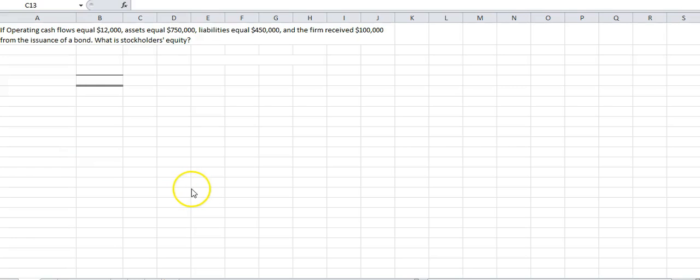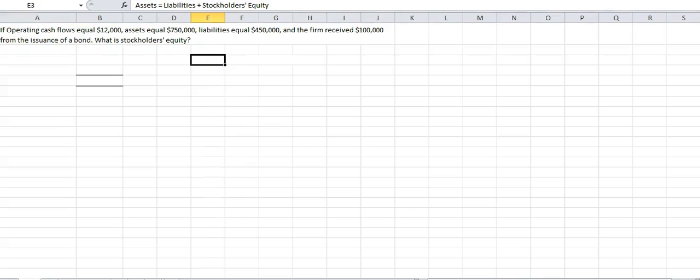First one says if operating cash flows equals 12,000, assets equal 750,000, liabilities equal 450,000, and the firm received $100,000 from the issuance of a bond, what is stockholders' equity? Well, this question is a little bit misleading, okay? Because it's giving you more information than you need. In order to calculate stockholders' equity, all you need is assets and liabilities, okay? So you could ignore operating cash flows and you could ignore the $100,000 from issuance of bonds, right?